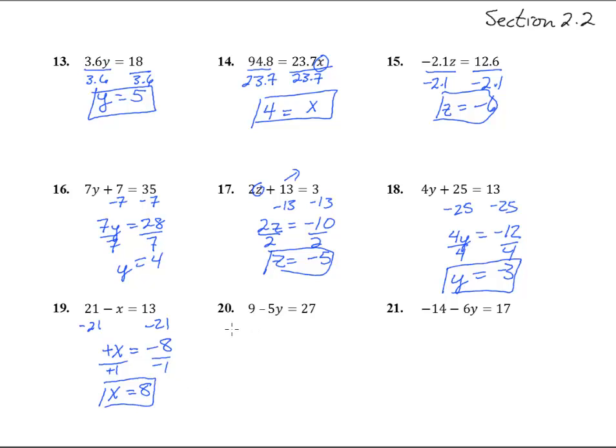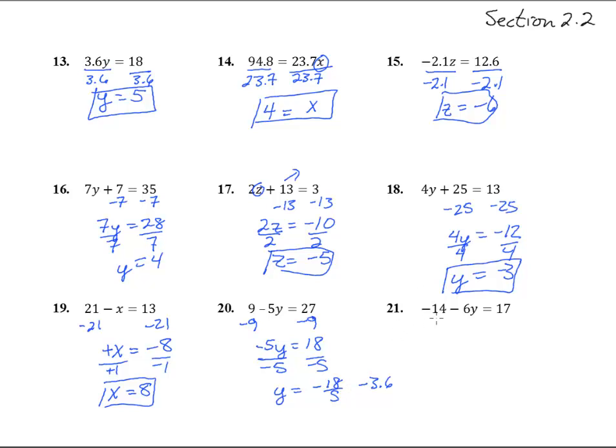8. So number 20, subtract 9, that's important. This minus sign is on that 5, not on the 9. So we have to get rid of that positive 9 with a negative 9. So we get negative 5y equals 18. Divide by a negative 5, and we get y equals negative 18/5. If you'd like to stick that in your calculator and write negative 3.6, that's also fine.